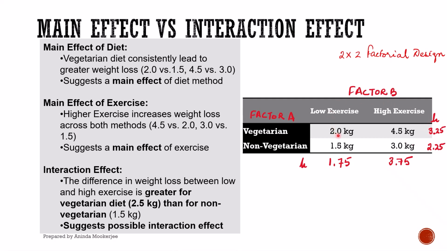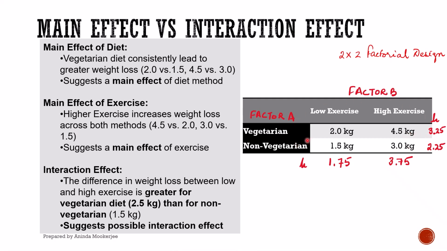So 2 kilograms plus 4.5 kilograms, the mean of that is 3.25 kilograms, correct? And then for the non-vegetarian, again, just find the mean of all the numbers in the non-vegetarian row, and that gives us 2.25 kilograms. So we see over here that the vegetarian diet seems to be more effective in losing weight, correct? Just taking vegetarian over the non-vegetarian. So you lose more with the vegetarian diet according to the study.